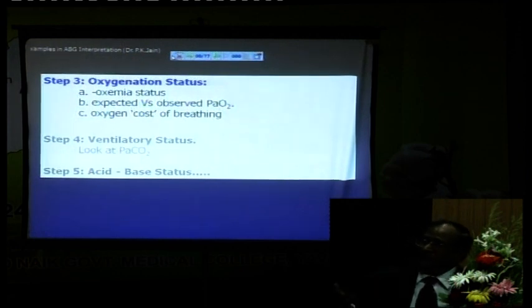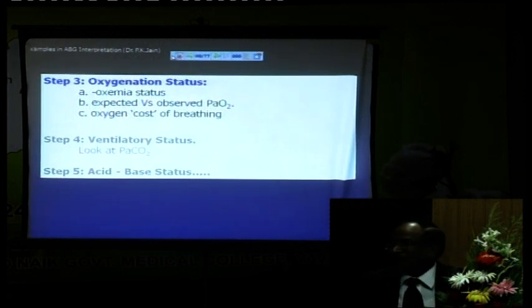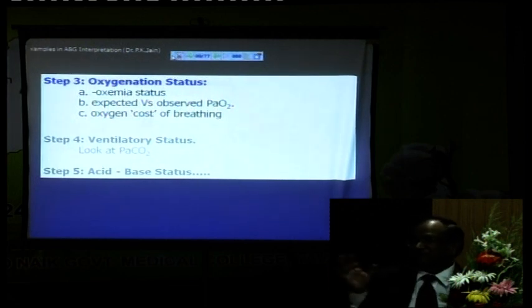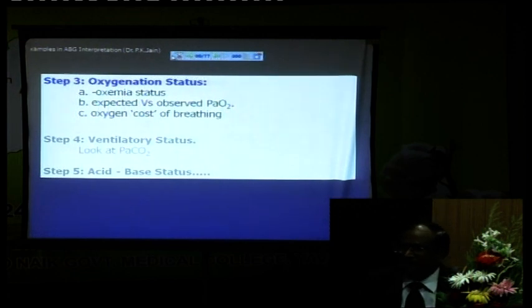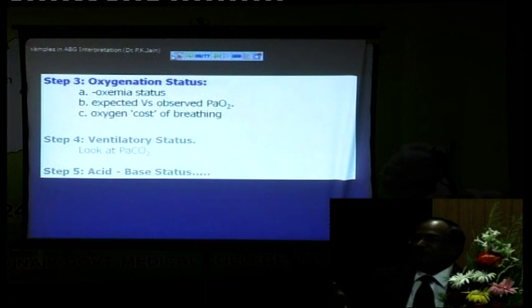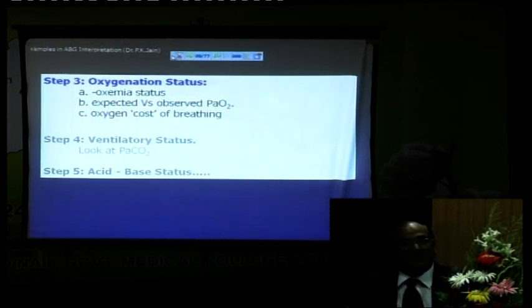How do you know how much is expected? 5 times the FiO2 is what I will expect. So on 40% oxygen, I expect 200. On 100% oxygen, 500, 5 times. So this person with a PO2 of 70, which is safe range, if he's on room air, I am happy. If he's on 100% oxygen, he's got severe ARDS. Have you understood the significance?